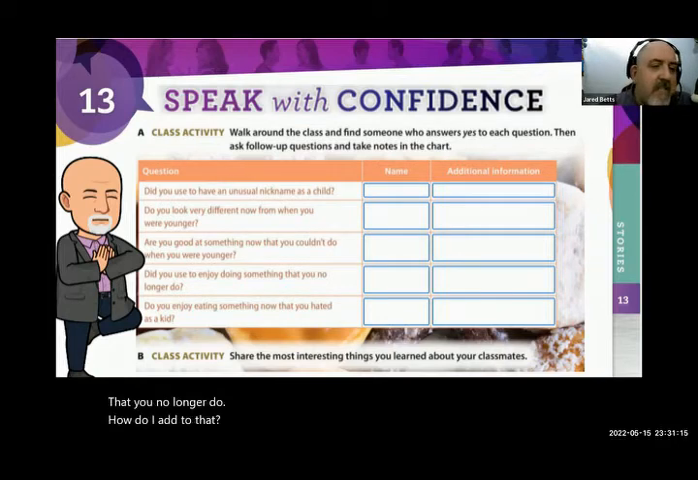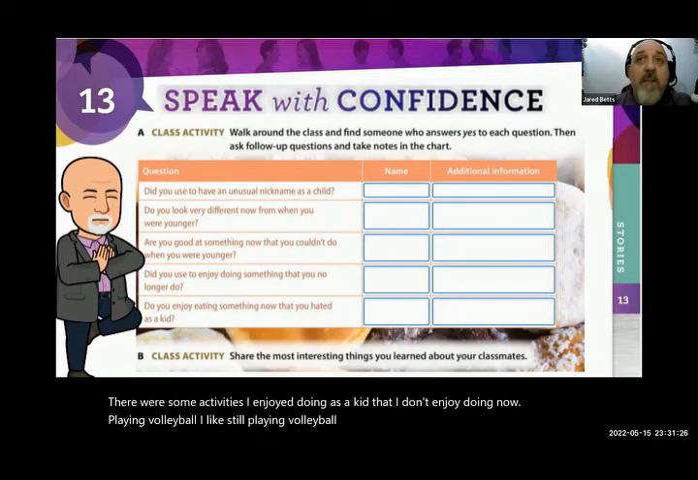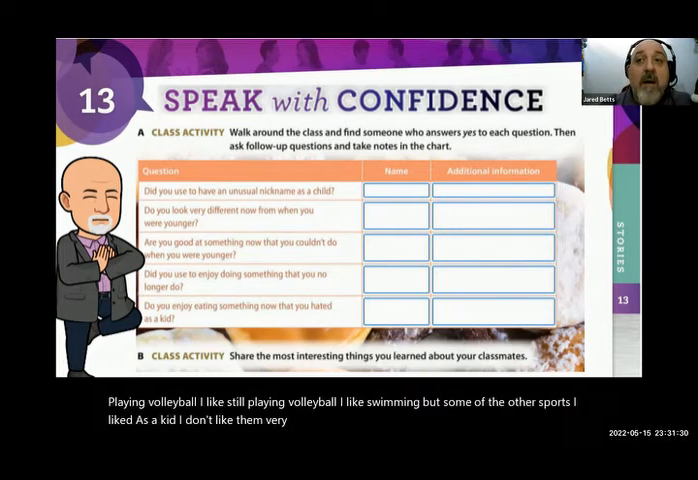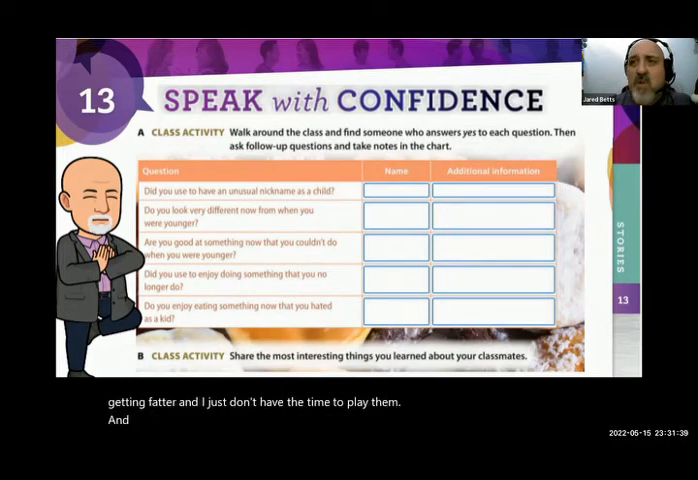There were some activities I enjoyed doing as a kid that I don't enjoy doing now. Playing volleyball. I like still playing volleyball. I like swimming, but some of the other sports I liked as a kid, I don't like them very much anymore. Partly because I'm getting older, I'm getting fatter, and I just don't have the time to play them. And the last one. Do you enjoy eating something now that you hated as a kid?